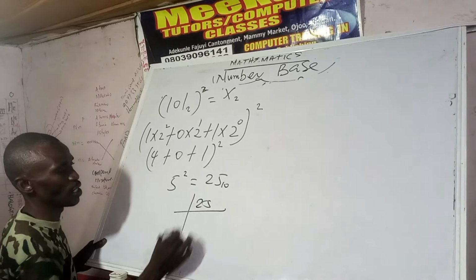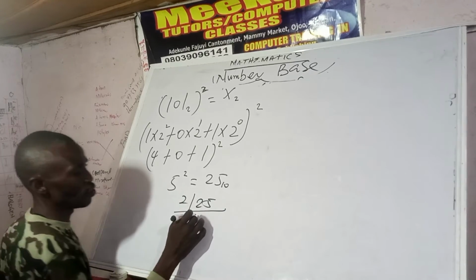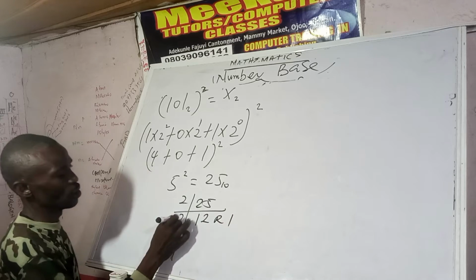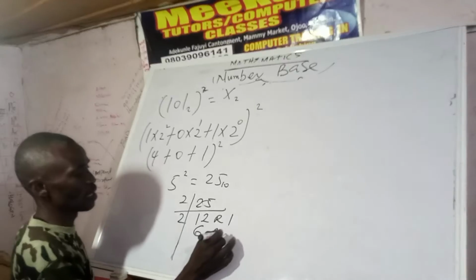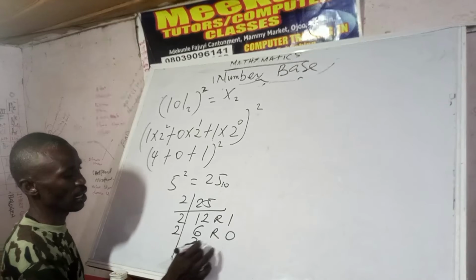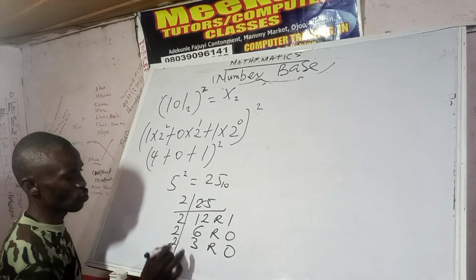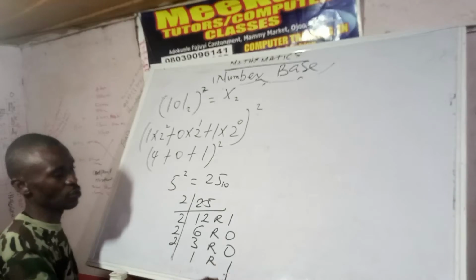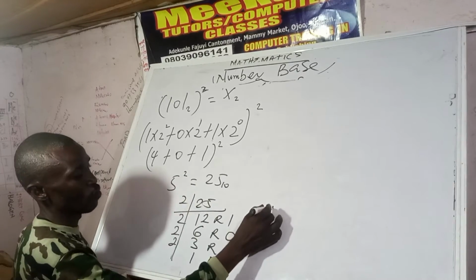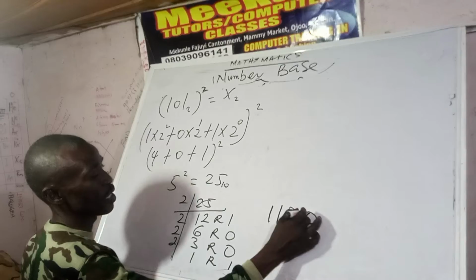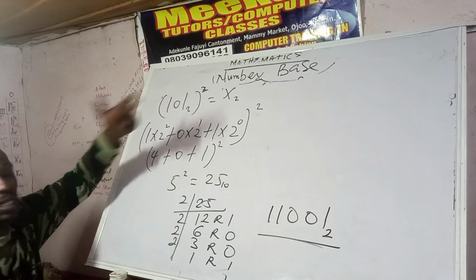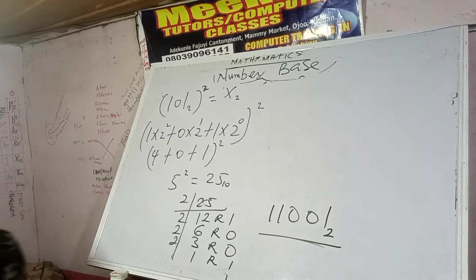25 back to base 2. 2 here, we have 12, remainder 1. 2 here, 6, remainder 0. 2 here, 3, remainder 0. 2 here, 1, remainder 1. 2 cannot go here, bring this one down. So what do you have? 1, 1, 0, 0, 1, base 2. I have converted this one. Are we clear with that now?